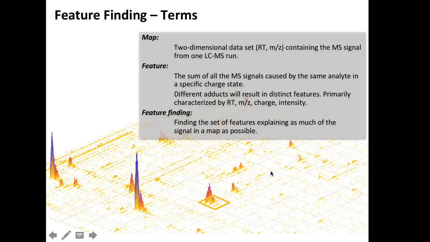That's the data we will be talking about, and I would like to straighten out a few terms that we will be using throughout the course. The whole thing, this whole data set, where we have retention time and M over Z as two dimensions, and intensity as the third, that is what we call a map. That's one run. And in this map, we have lots of signal, and we call the signal that is caused by one analyte in one charge state, we call that a feature.